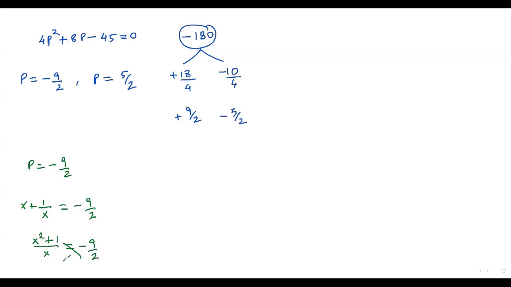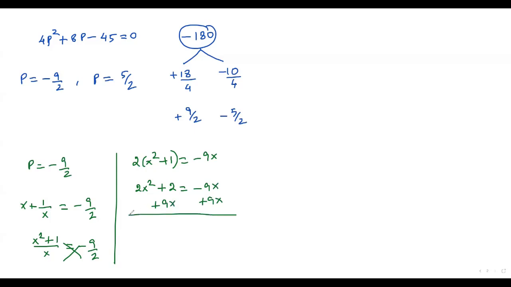Okay, now what we can do is cross multiplication. When I do so, I'm getting 2 times (x² + 1) equals −9x. Now we can distribute this 2 to x² and 1. Then I'm getting 2x² + 2 equals −9x. Now let me add 9x to both sides. When I do so, here −9x + 9x will cancel out. Then I'm getting 2x² + 9x + 2 equals 0. Okay, now I got the quadratic equation in standard form.